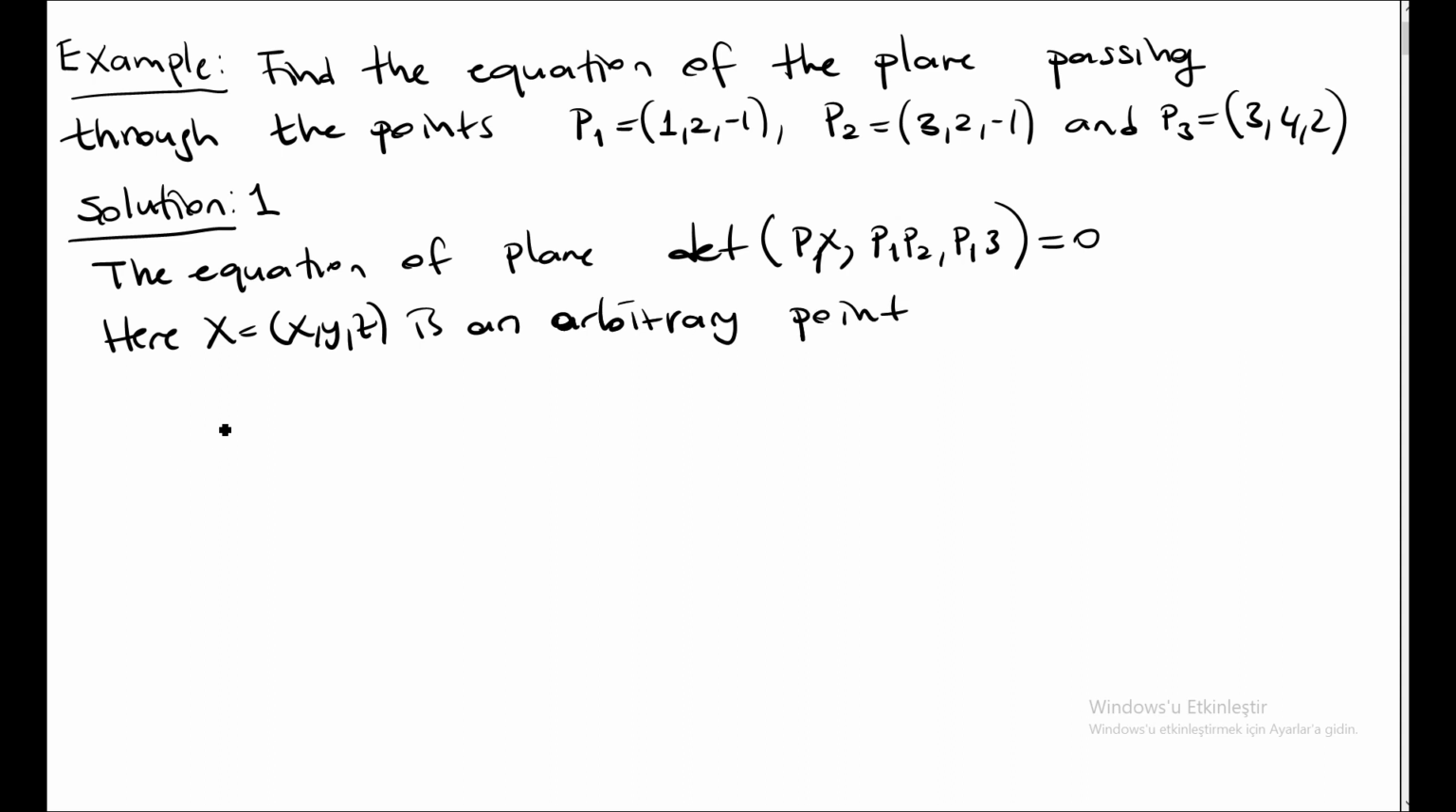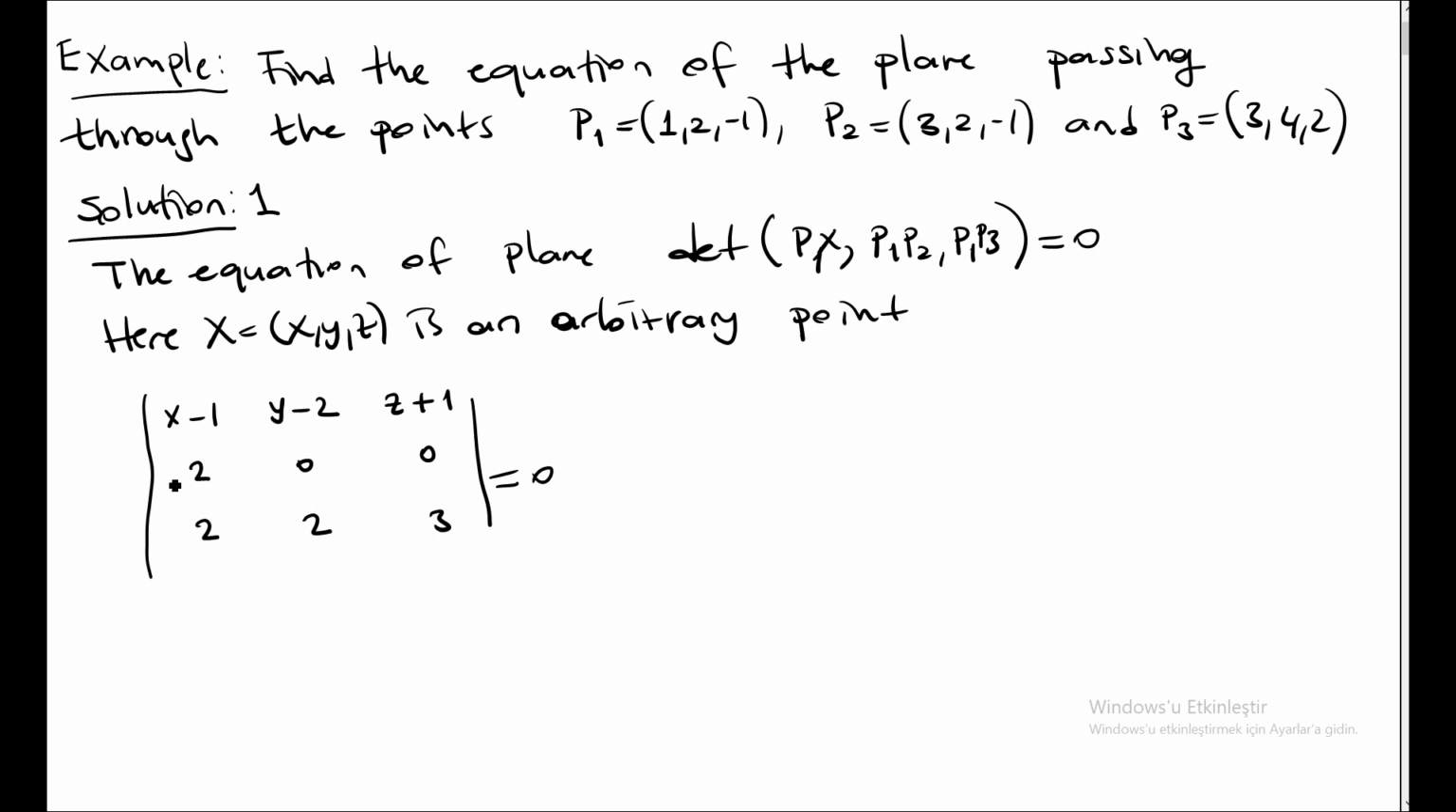So this tells us we have this determinant. So x minus 1, y minus 2, z plus 1. And then P1P2: 2, 0, and 0. And P1P3: 2, 2, and 3. So we need to find this determinant.